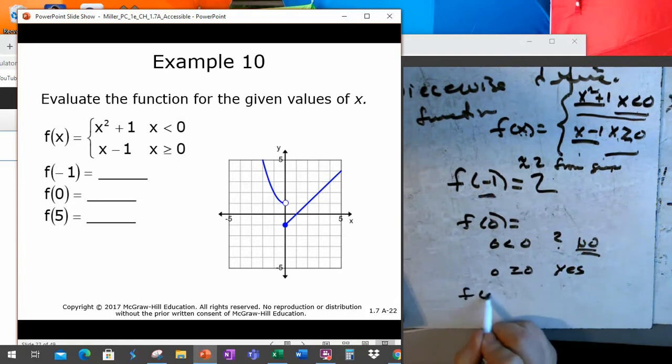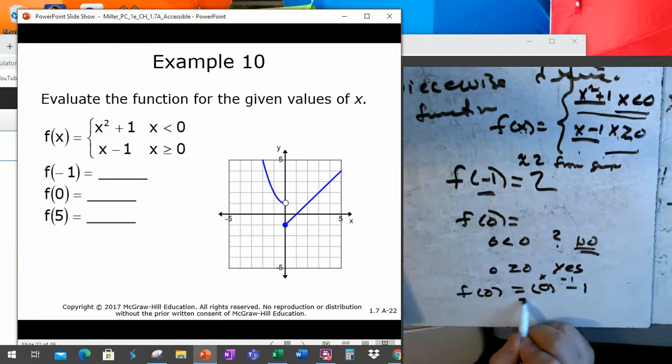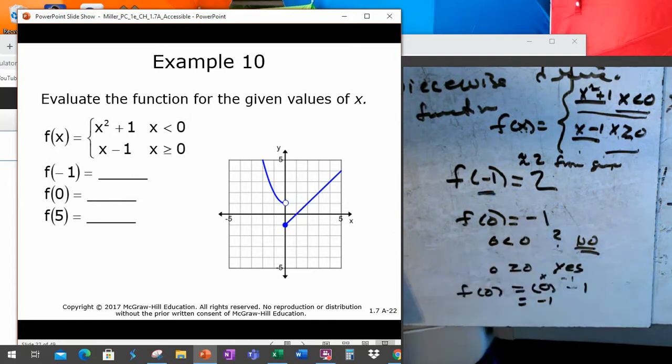f of 0 now is, there's my x minus 1. My x value is 0, and this is -1. So f of 0 is -1. If I go over here, for f of 0, I don't use the open hole. I use the closed one, and that's the -1. That's what I was expecting.